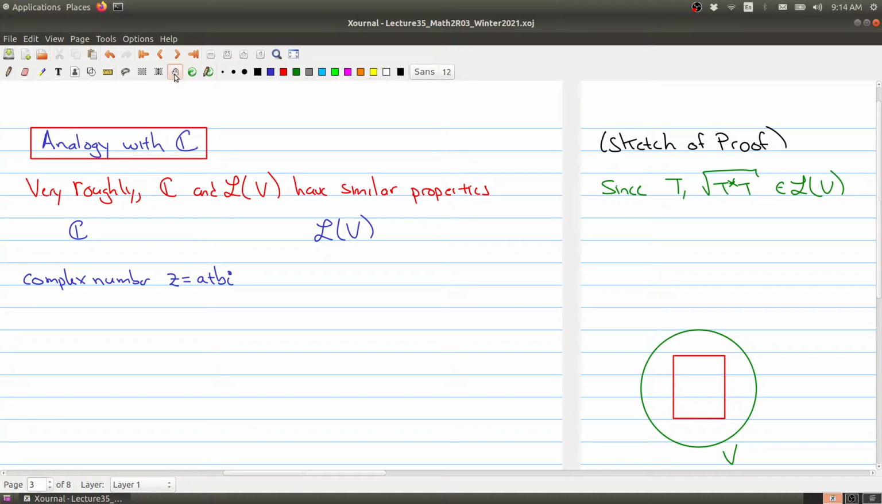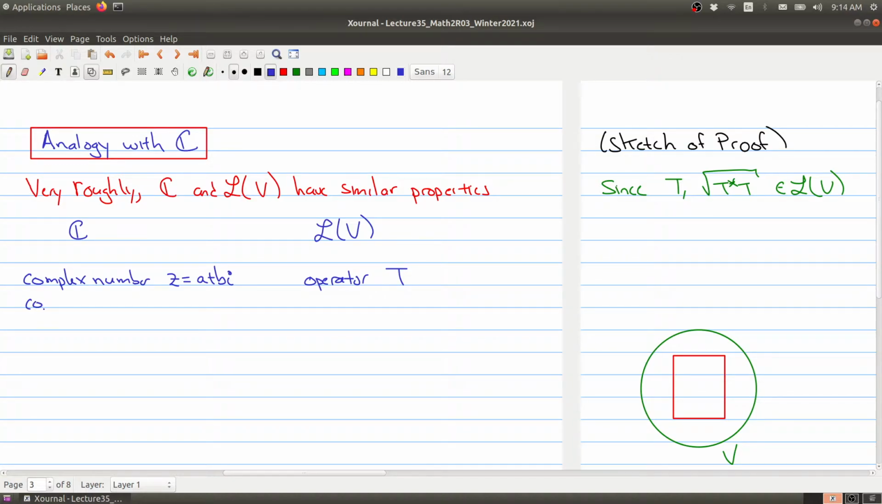One of the themes that the author is pointing out in the textbook is that the space of complex numbers and the vector space of all linear operators on a vector space have some very similar properties. So some stuff that you can do in the complex numbers has some sort of analog over in the vector space of all linear operators. Right, so in the complex numbers, your basic element is a complex number, and the basic objects on this side are operators. So we have operators over here.